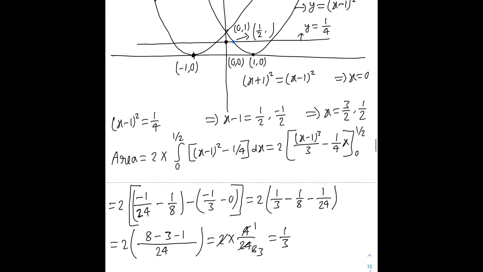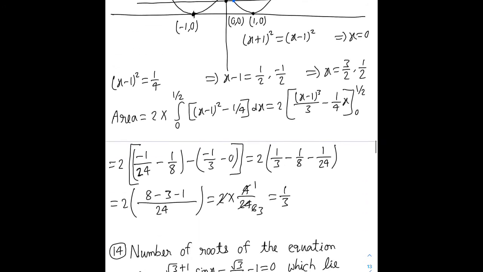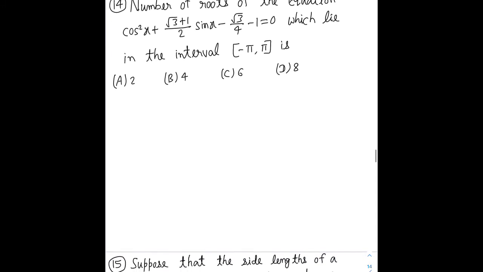So this was a simple question, but it was having a lot of calculations. Okay guys, then we'll discuss question number 14. Number of roots of the equation cos square x plus (root 3 plus 1) by 2 into sin x minus root 3 by 4 minus 1 equal to 0, which lie in the interval minus pi to pi is.